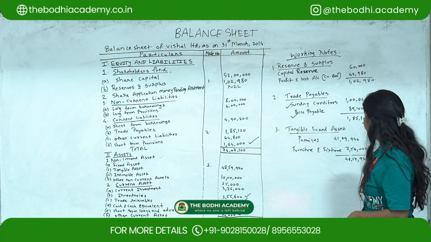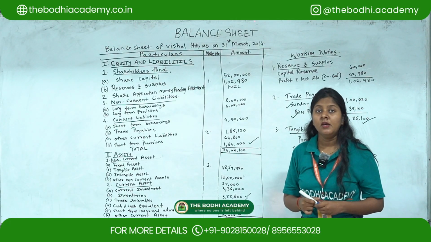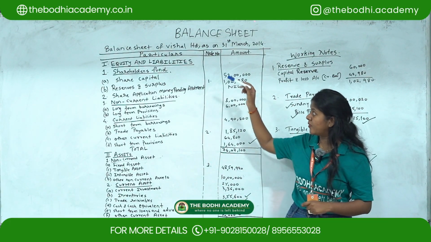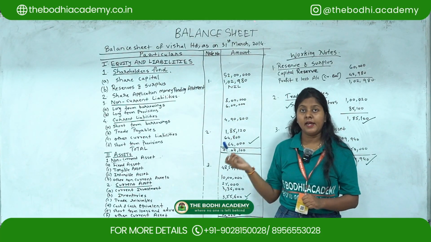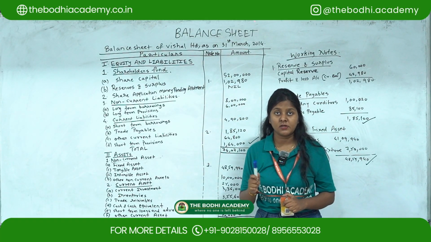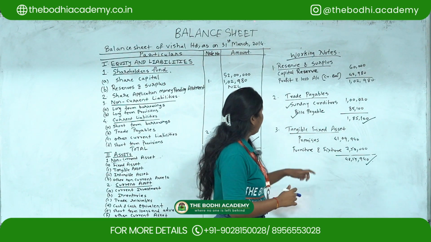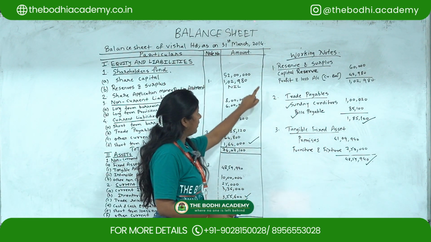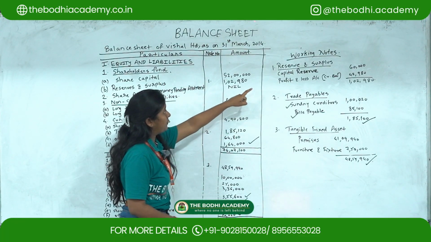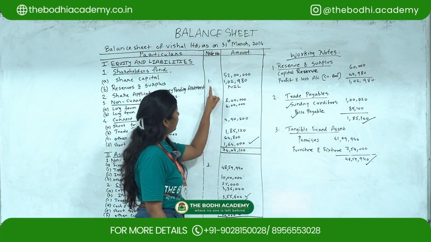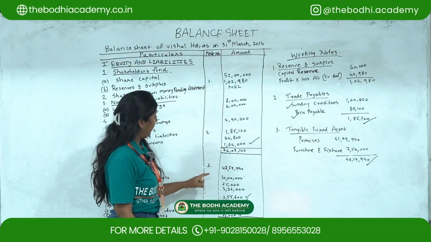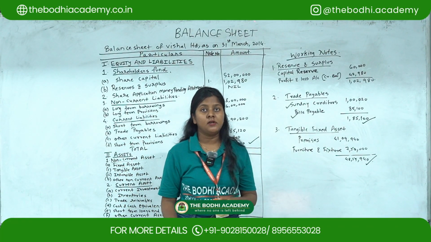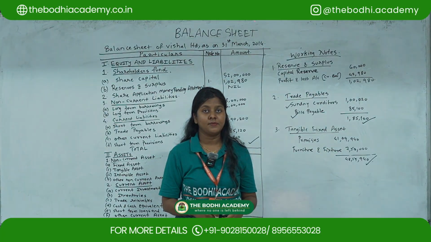It's 1,85,120. Okay. So this is how you have to solve the full balance sheet. But whenever you are solving, you have to remember the full format and what the different items are that come under each part. Then working notes you have to prepare, which carry marks, and under the respective head you have to write them down. Like we put working note number 1 for reserve and surplus, then trade payable, and then the tangible fixed asset. Okay, so this is how you have to solve the balance sheet question.